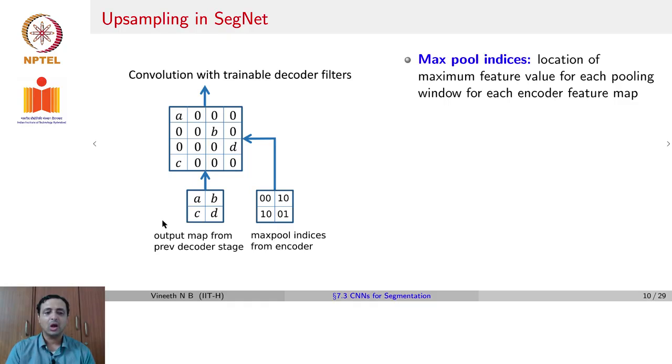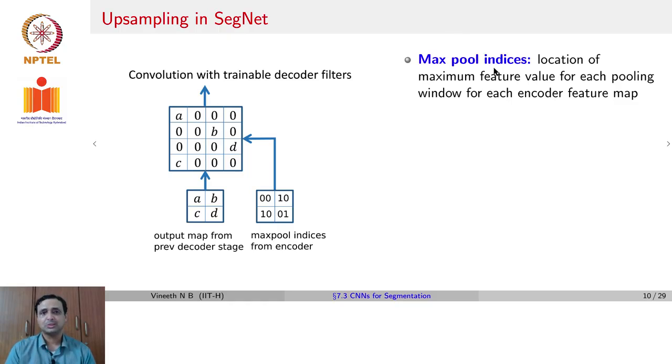If you had an output map from a particular decoder stage, we use the max pool indices from the original encoder. So let's assume the max pool indices were 0,0, 1,0, 1,0, and 0,1. So A would go to the 0,0th location, which would be the top left. B would go to the 1,0th location, which would be the bottom left. C would go to the 1,0th location, which would be the bottom left. And D would go to 0,1, which would be top right. Now this becomes an upsampled version of a previous layer's output map in the decoder, and one can continue to do this to get your final upsampled image.